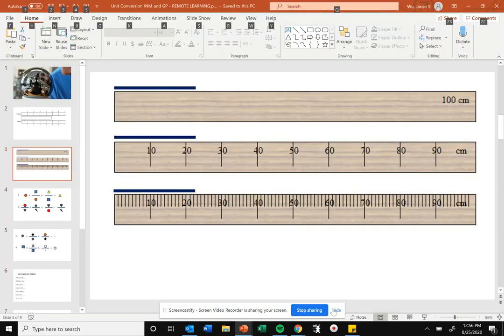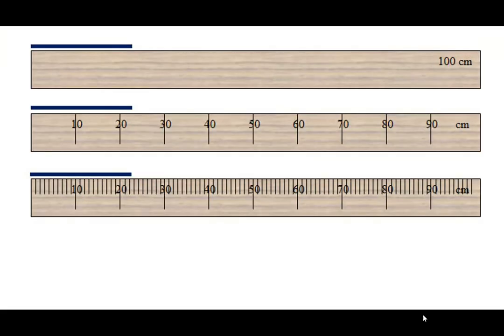Let's do another example. Here we have 3 rulers. Again, all 3 of these rulers are equal in accuracy. They're all correctly measuring 100 centimeters. However, this one has more markings, so this one is the most precise.